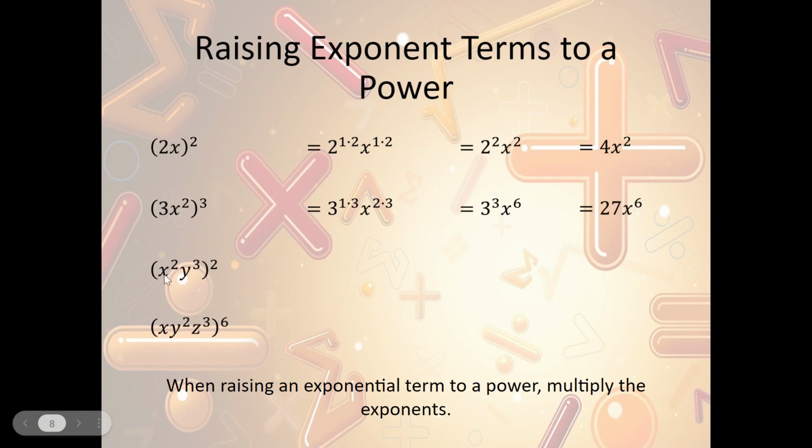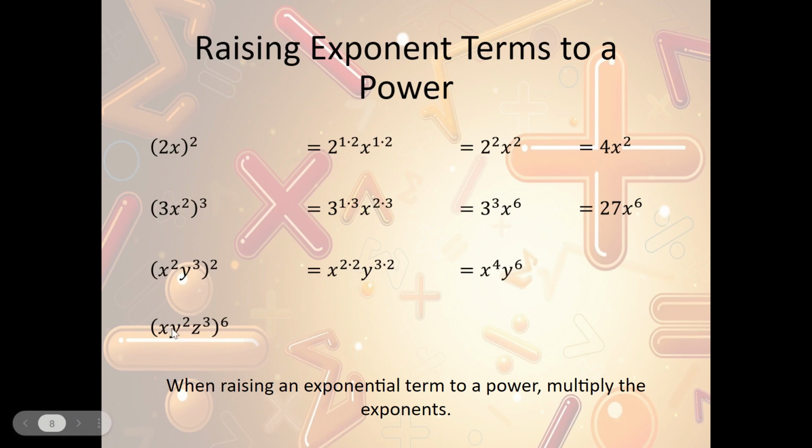Now for this one, we have x squared times y cubed, and we want the whole thing squared. So again, we're going to multiply it. So x squared times 2, and y to the third times 2. And we get x to the fourth, y to the sixth, because 2 times 2 is 4, and 3 times 2 is 6.